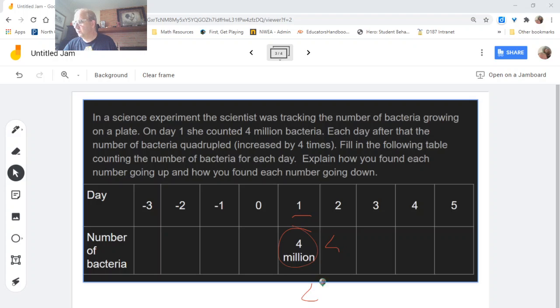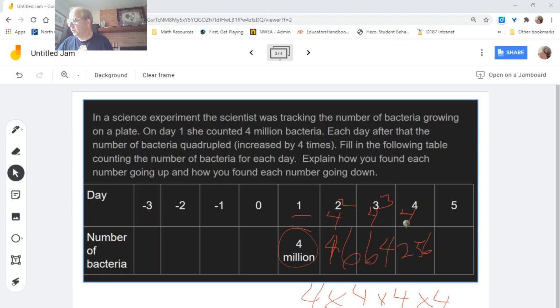So let me do it down here. 4 times 4. That would be 16 million. So that's 4 squared. The next day, we're multiplying by 4 again. So that would be 16 times 4. That is 64. So that's 4 times 4 times 4, or 4 to the 3rd power. And then the next day, we're multiplying by 4 again. So 64 times 4 is 256. So that's 4 times 4 times 4 times 4, 4 to the 4th power.